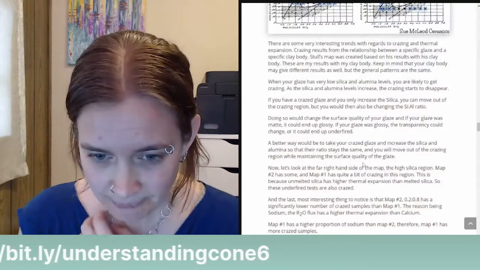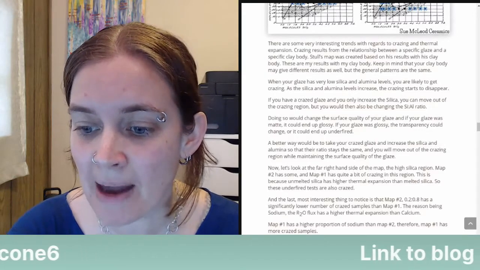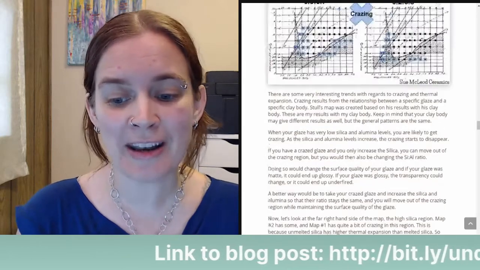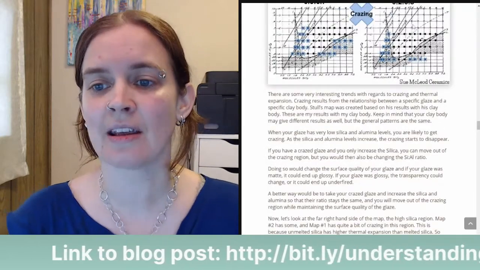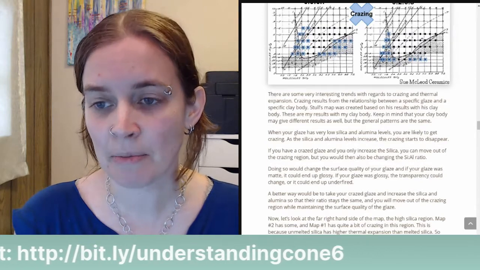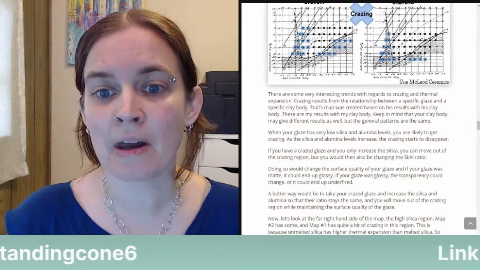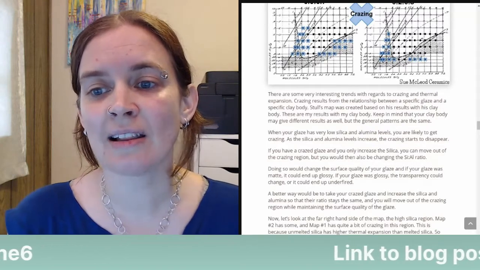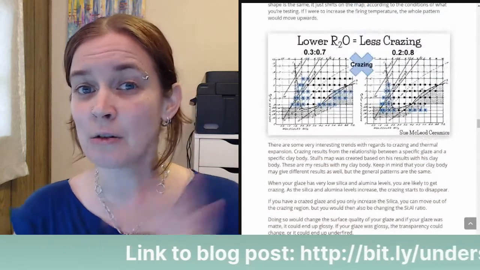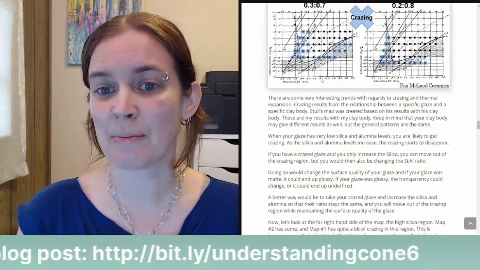And the last most interesting thing to notice is that map number 2, 0.2 to 0.8, has a significantly lower number of crazed samples than map number 1. So these blue X's are all the crazed samples. I did the same number of tests for each map, and so you can see that there's less crazing with a flux ratio of 0.2 to 0.8 than there is with a flux ratio of 0.3 to 0.7.